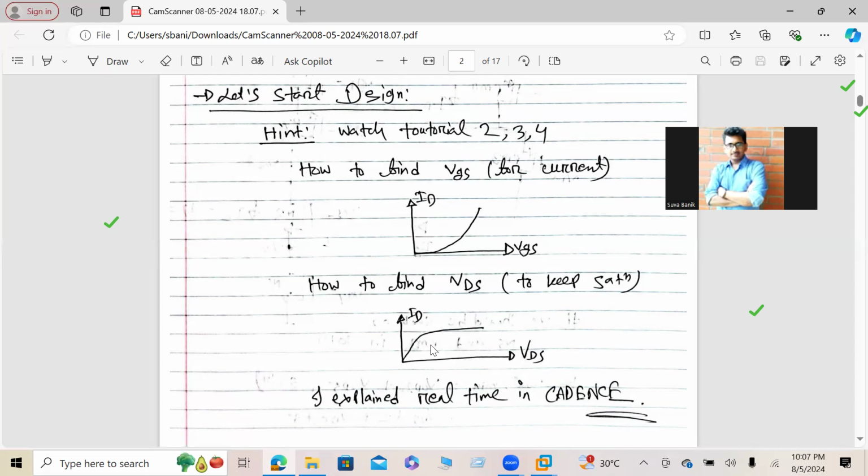Let's say you need 300 microampere current. How can you find it? Without calculation, you can find how much gate voltage you need with the help of the first curve. Once you find the gate voltage without any calculation, only with the help of simulation, you can find what the drain voltage should be to keep the transistor in saturation.